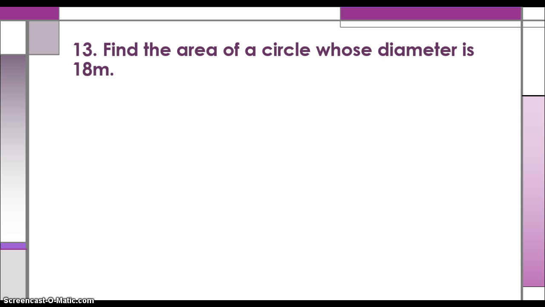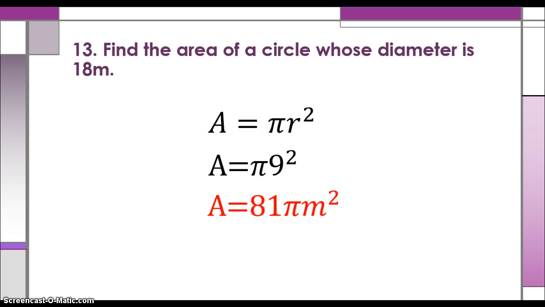Alright, our next problem, number 13, is find the area of a circle whose diameter is 18 meters. So our equation would be area equals pi r squared because we're finding the area, and then we're going to fill in the r with 9 because half of 18 is 9. So you end up with area equals pi 9 squared, and you get the answer of area equals 81 pi meters squared.